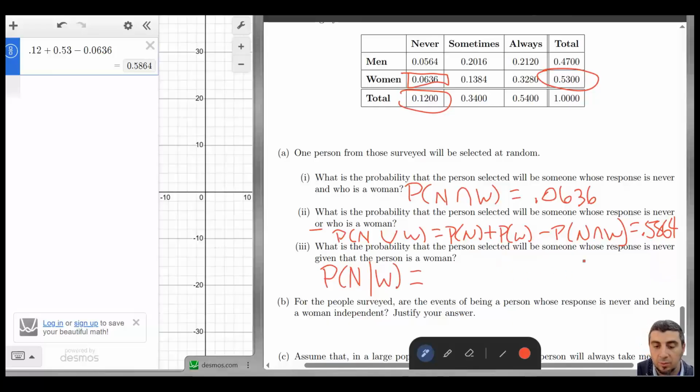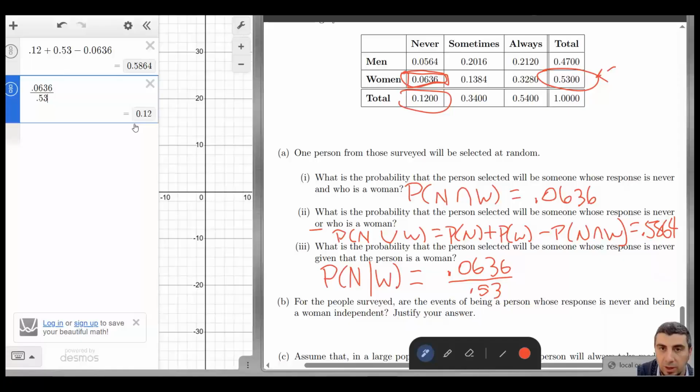Well, this is the probability of never and woman, so 0.0636 divided by the probability of a woman, which is 0.53. So right here, it's a 0.0636 chance out of 0.53. So we would get 0.12 there.